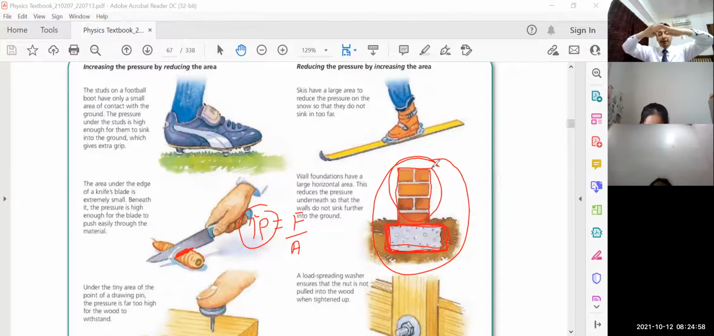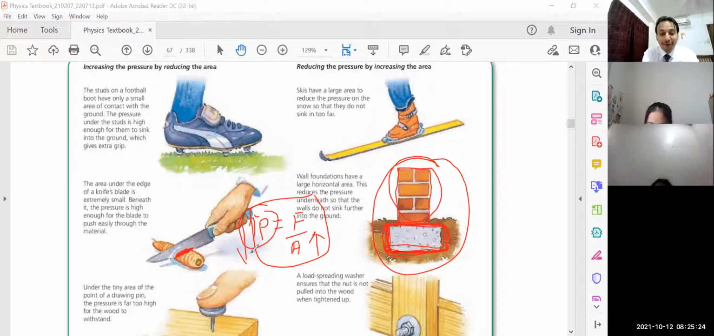In that situation, their base is kept, their foundation is kept very wide, so that the total weight of all the stories, all the building above the base, doesn't make the building sink. Because if the area is large, look at the equation of pressure, children. If the area is very, very large, pressure will be very, very small. So very small pressure acts on that base, so that the building may not sink. So remember this point also, that sometimes higher pressure is required, sometimes low pressure is required.